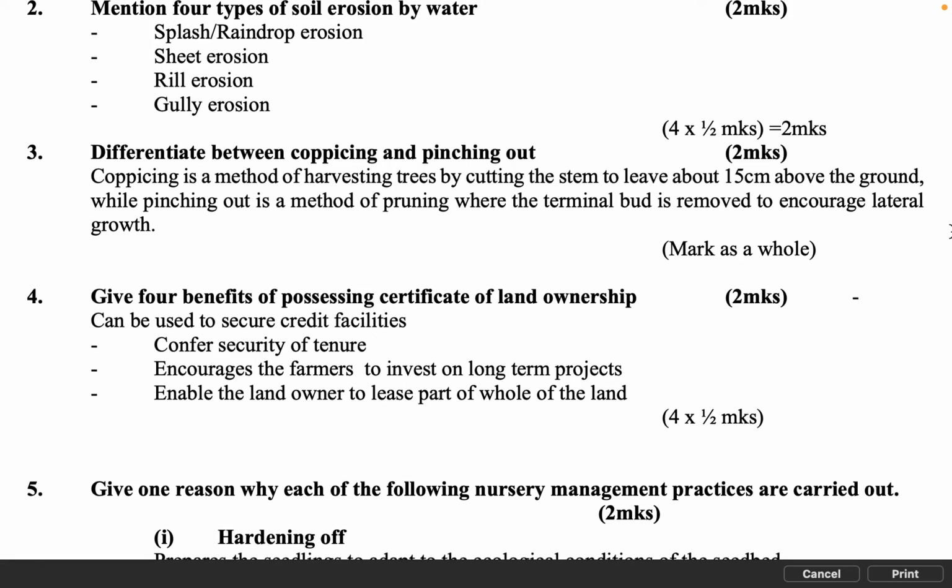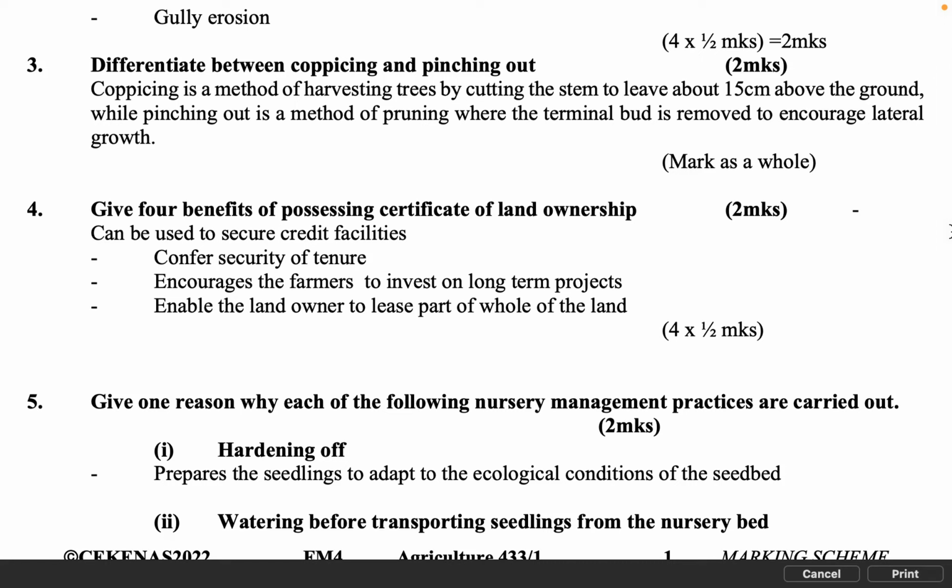3. Differentiate between coppicing and pinching out. 2 MKS. Coppicing is a method of harvesting trees by cutting the stem to leave about 15 centimeters above the ground, while pinching out is a method of pruning where the terminal bud is removed to encourage lateral growth. Mark as a whole.